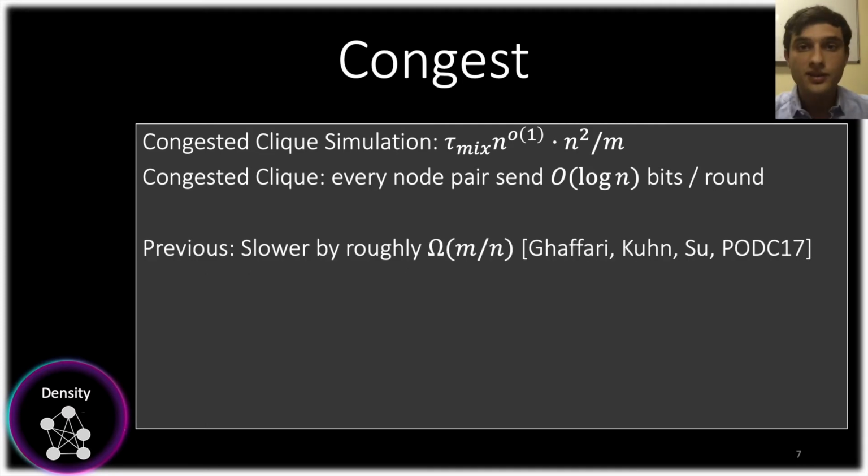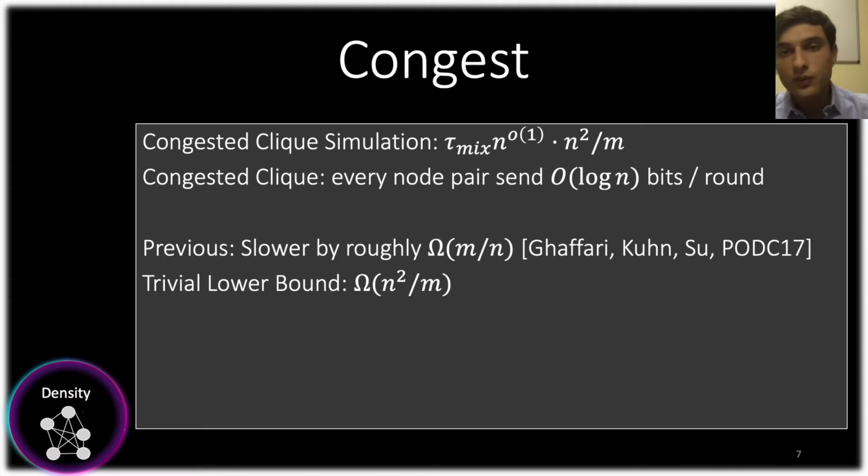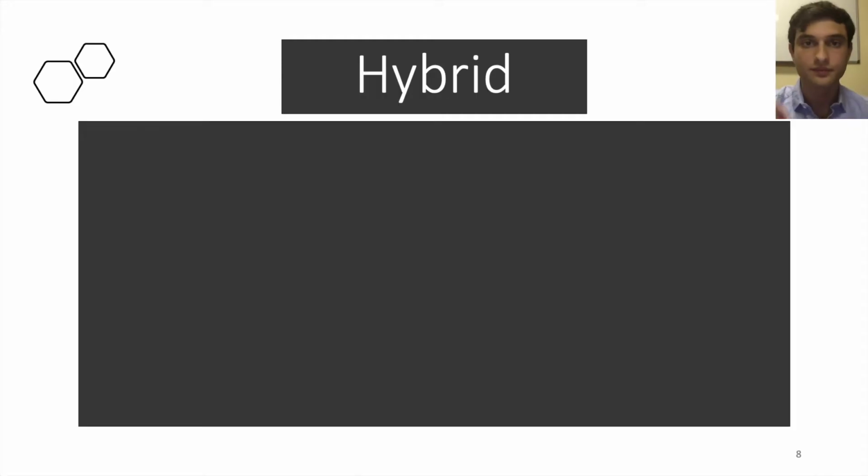We should compare this result to the previous state of the art, which was slower by at least roughly the average degree in the graph. And we should see that our simulation is tight in some sense. That is, a trivial lower bound is n squared divided by m rounds, since in every round of the congested clique, n squared messages are sent. And the CONGEST has m bandwidth per round, and therefore this is a trivial lower bound. And our result is roughly that times the mixing time.